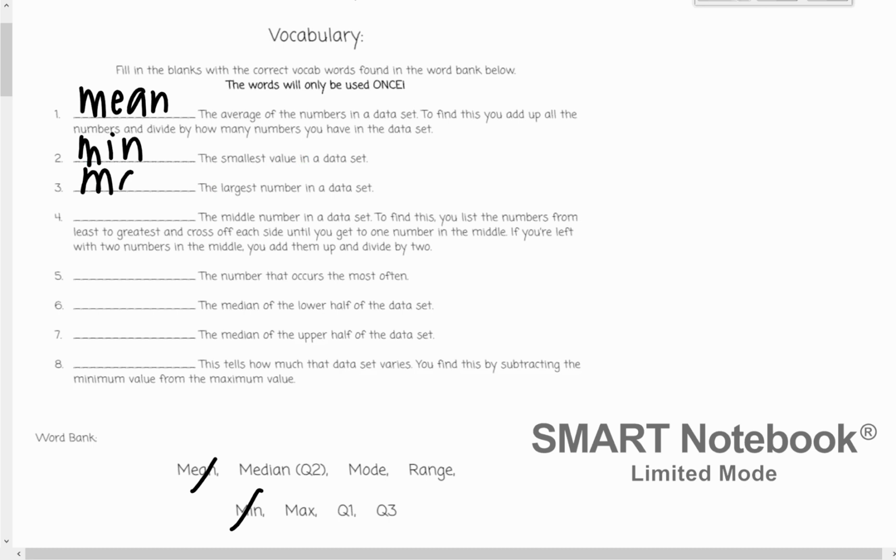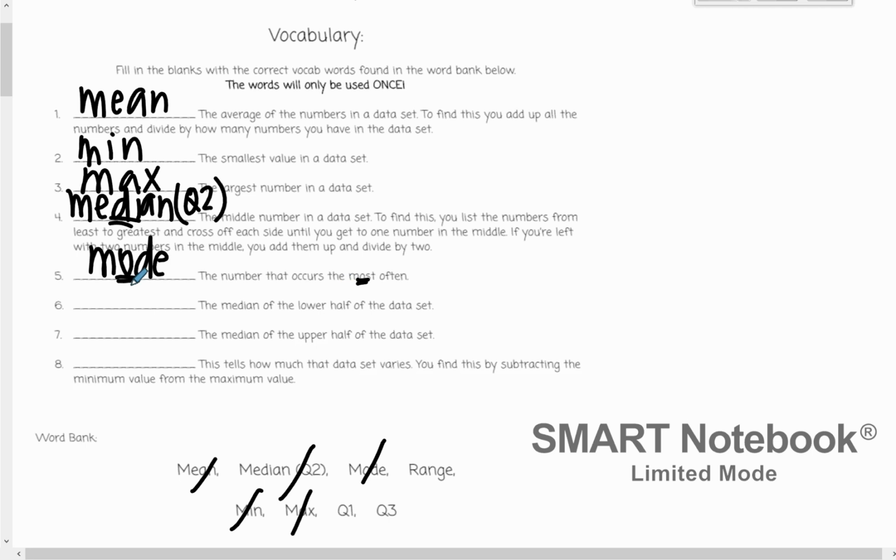Largest number, max. Notice how I'm crossing these off so I know which ones I have left. The middle number in a data set. To find this, you list the numbers from least to greatest, cross off each side till you get to one number in the middle. If you're left with two numbers in the middle, you add them up and divide by 2. That is our median. Remember, our median is also our quartile too when we are doing a box and whisker plot. The number that occurs the most often is our mode. Remember, our number in the middle has a D in the middle. Our number that occurs the most often has an O in it, mode, most often.